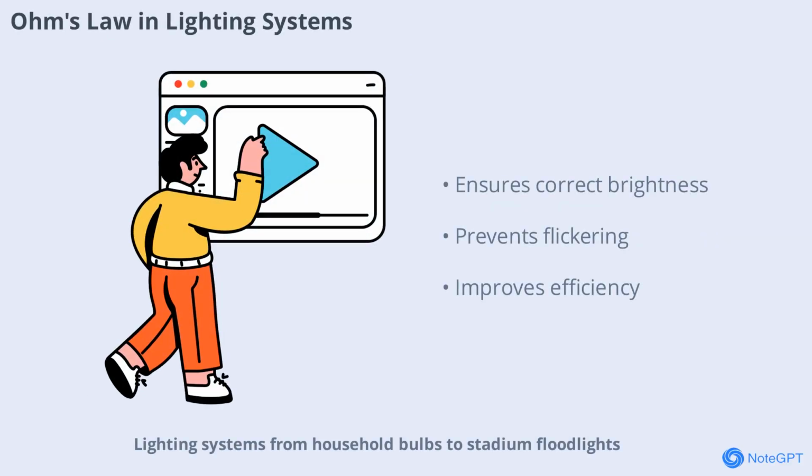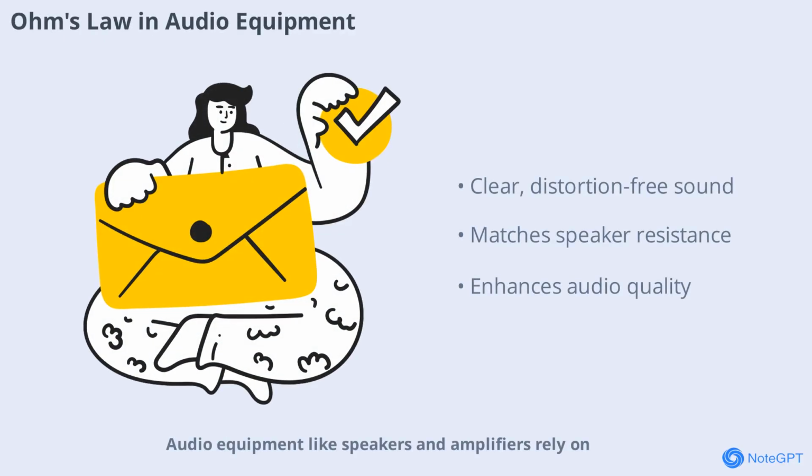Lighting systems, from household bulbs to stadium floodlights, are designed using Ohm's law. By calculating the right voltage and resistance, engineers ensure that lights operate at the correct brightness and efficiency. This principle helps prevent flickering, overheating, and premature failure, making our environments brighter and safer. Audio equipment like speakers and amplifiers rely on Ohm's law to deliver clear sound without distortion. By matching the resistance of speakers to the output of amplifiers, engineers ensure optimal performance. This principle is key to enjoying music, movies, and live events with high-quality sound.